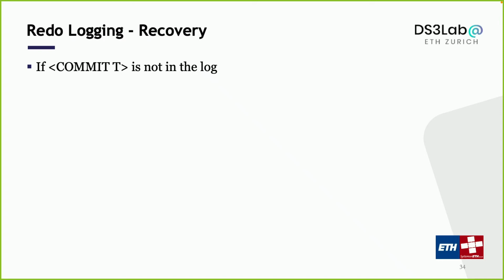Because before I can tell the user I committed, I need to flush my log with the commit record. So if I do not see that in my log during the recovery process, this T is not committed yet. What should I do? Well, I do nothing, because all the actual changes to my database need to happen after I flush my log. So if you do not see commit T in my log file, it means that this transaction hasn't changed anything yet. So I do nothing. Okay?